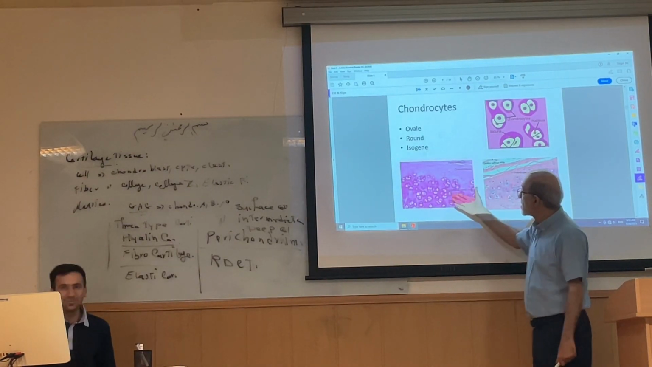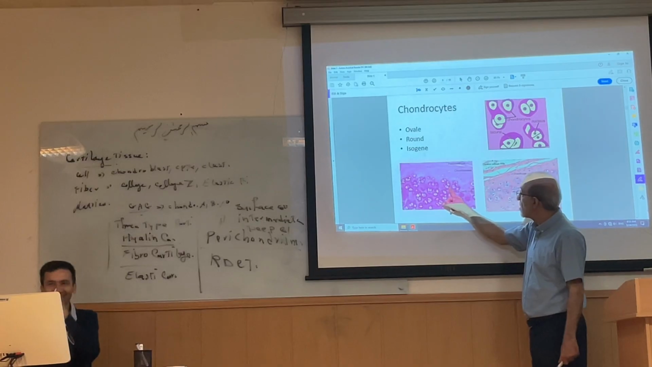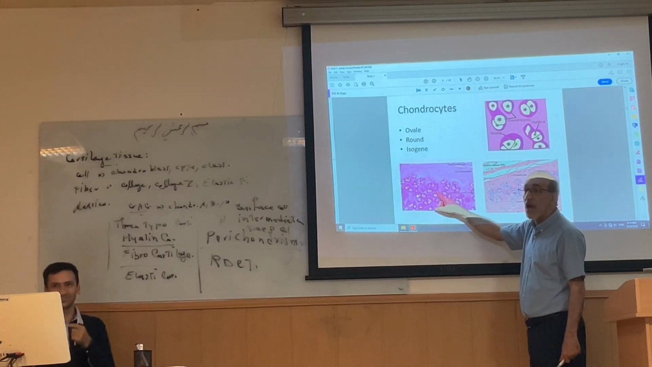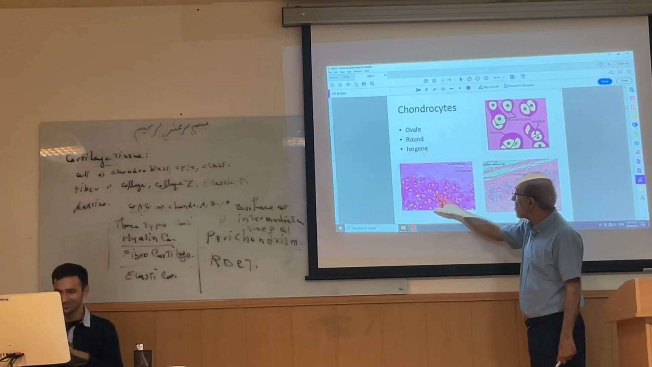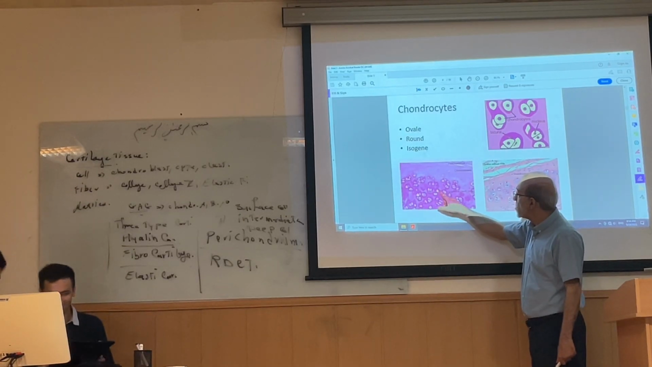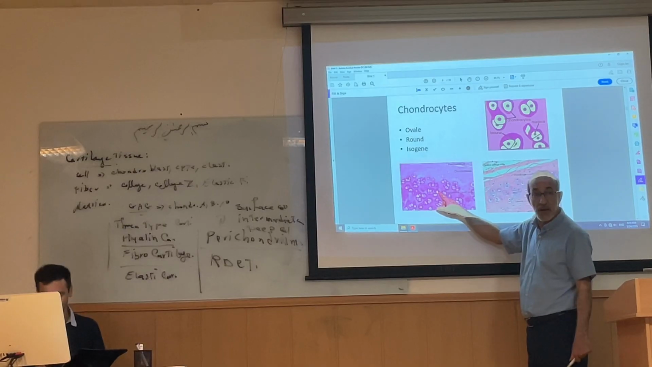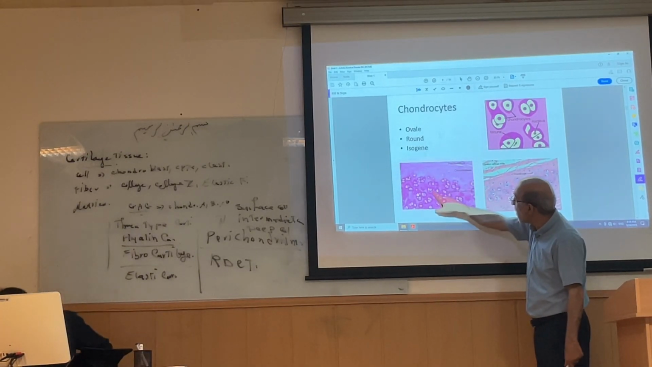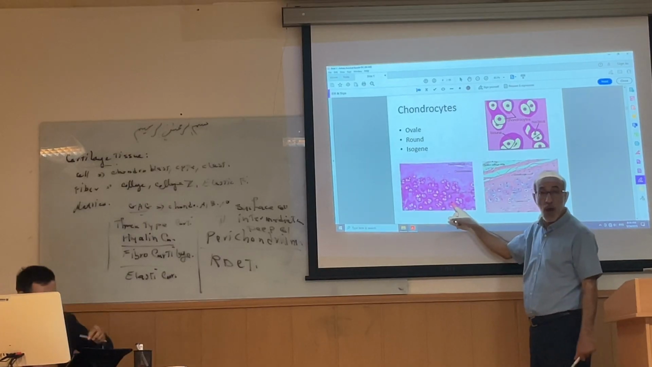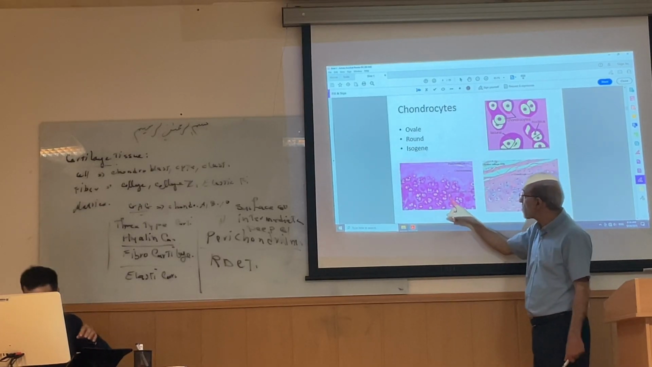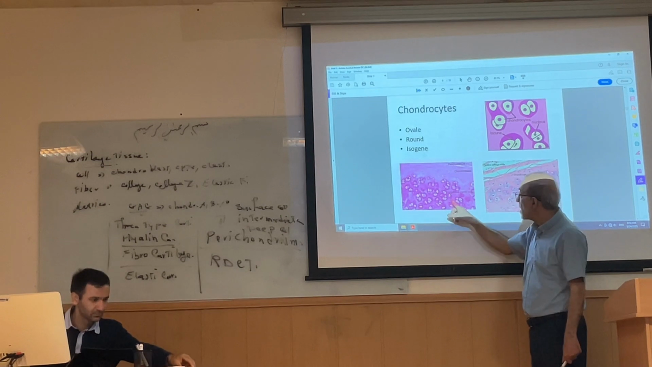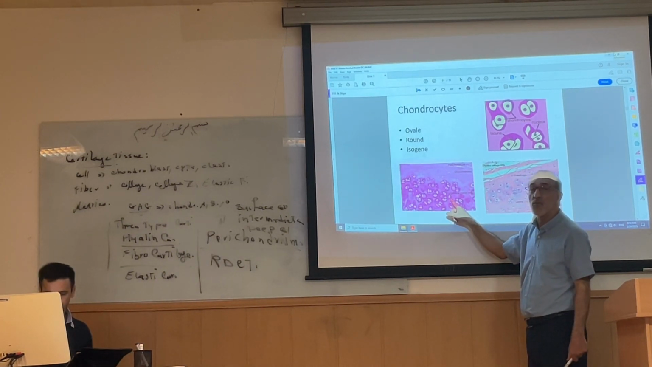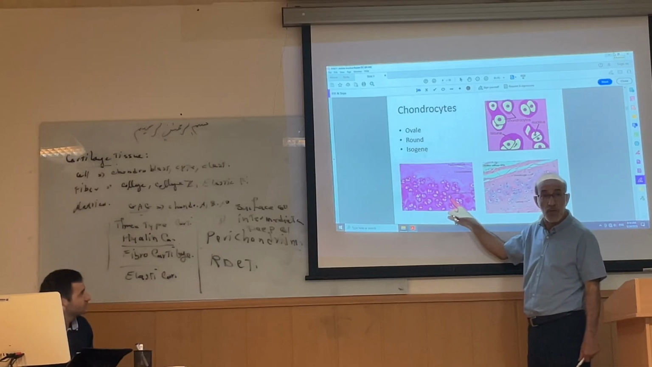Look at this. Make it bigger. This is the lacuna, a clear space. Around the lacuna, you can see dense basophil, but between lacunae, in this part, clear basophil. What is the difference between this part and this part? What is the name of this part? This is the territorial zone.